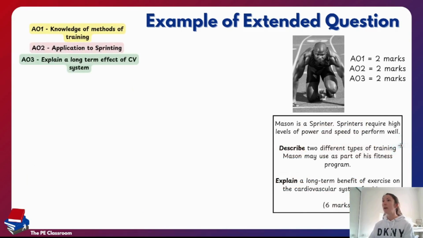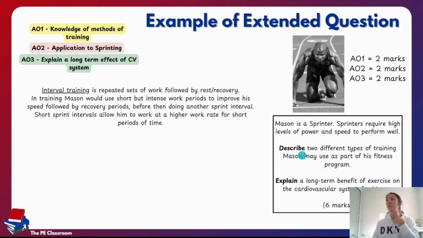So we're just going to take a look at a model answer so that you can physically see it all together. My first point tackles the two different training methods. Interval training is repeated sets of work followed by rest and recovery. So that's my AO1 point about interval training. In training, Mason would use short but intense work periods to improve his speed, followed by recovery periods before doing another sprint interval. Short sprint intervals allow him to work at a higher rate for short periods of time. So that's me applying my knowledge of interval training to a sprinter and how it benefits them.